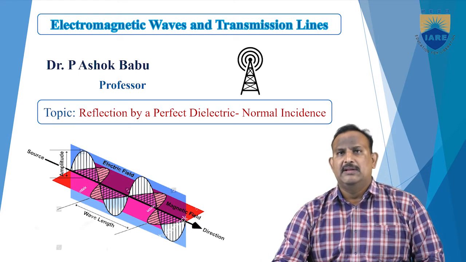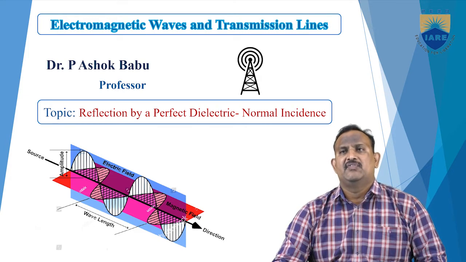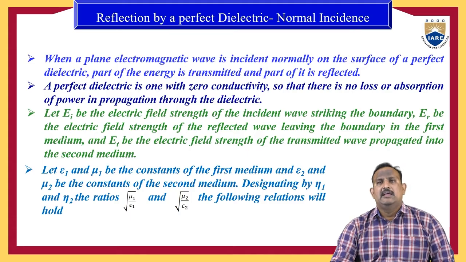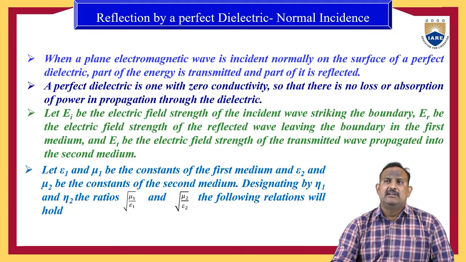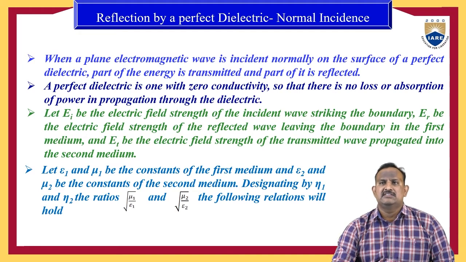In this video, I am going to discuss one of the important topics: reflection by a perfect dielectric using normal incidence. A plane electromagnetic wave is incident normally on the surface of a perfect dielectric. Part of the energy is transmitted and part of the energy is reflected. A perfect dielectric is one with zero conductivity, so that there is no loss or absorption of power in propagation through the dielectric media.